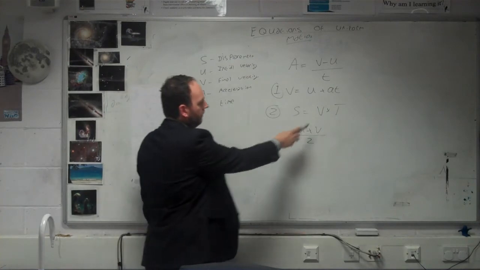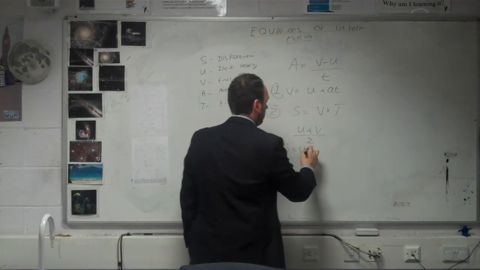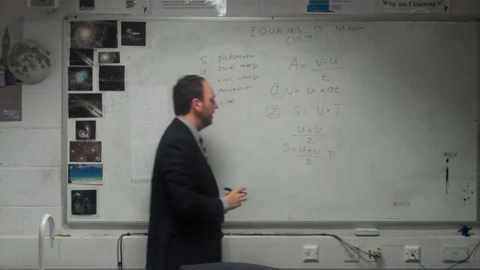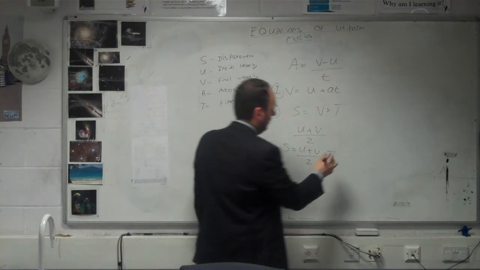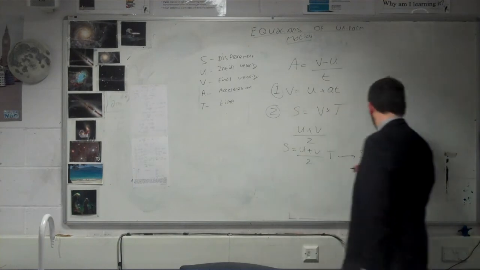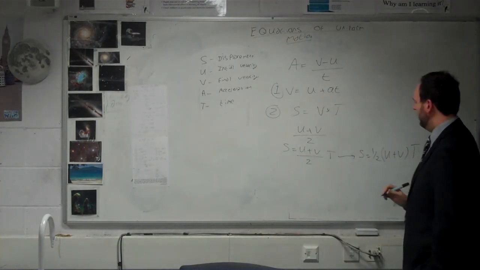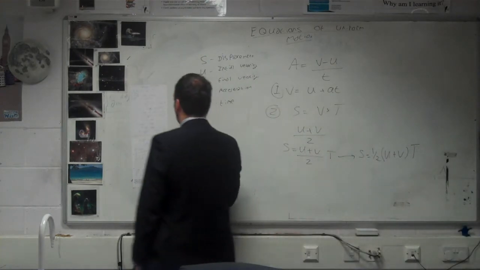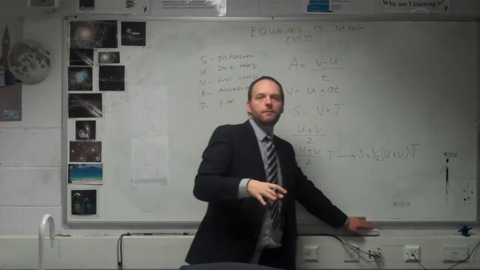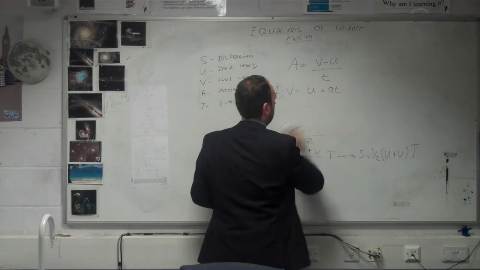So if we sub this in for V, we end up with S equals U plus V over 2, all multiplied by T, and more commonly, you will see that as S equals a half U plus V, all multiplied by T. And that's our second equation. They're relatively straightforward where they come from. 3 and 4 is when it gets difficult, when we start combining different equations together.